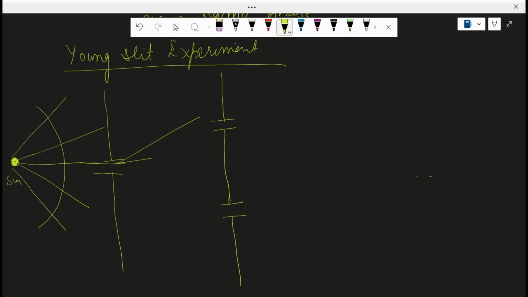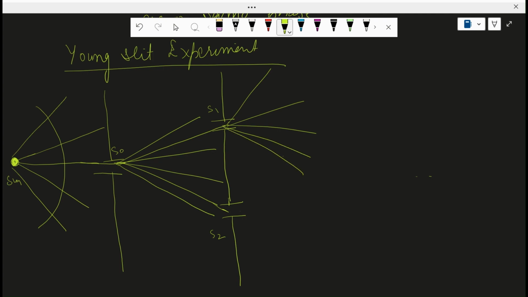These rays will travel like this, right? Some rays will fall on this slit. Some rays will fall on this slit, right? Again, they get distributed from these two slits. Let this be S0, this be S1, and this be S2, right? So again, the rays are falling, and again these rays are falling from slit 2, right?